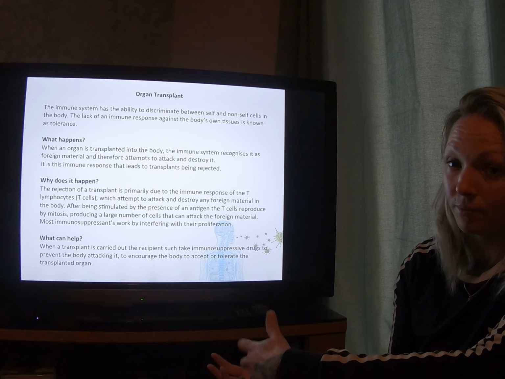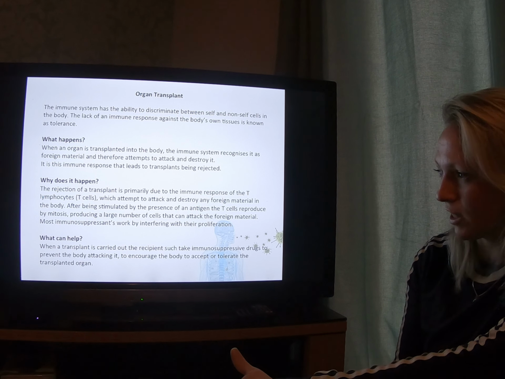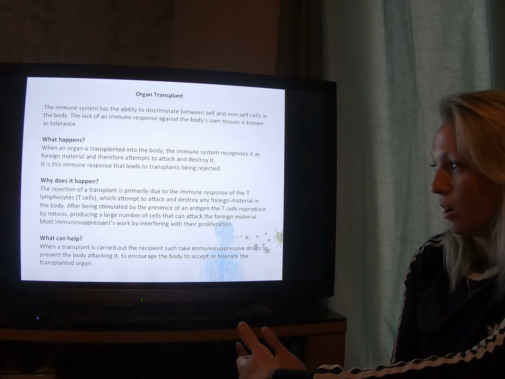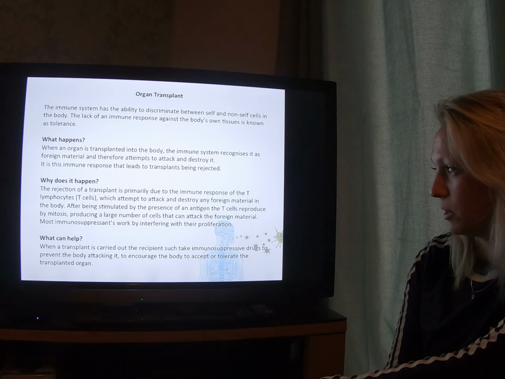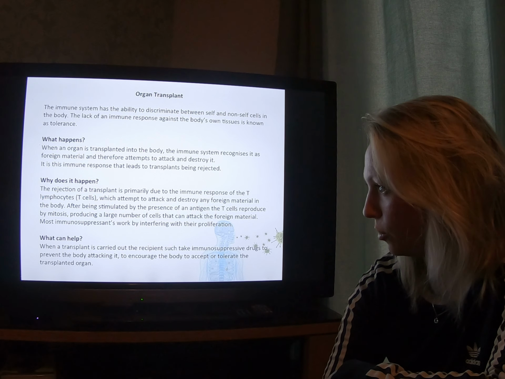So what can help? Immunosuppressants. So immunosuppressive drugs can help stop the body from attacking it. So it prevents the body from attacking it. So then it can encourage our body to accept that new organ.